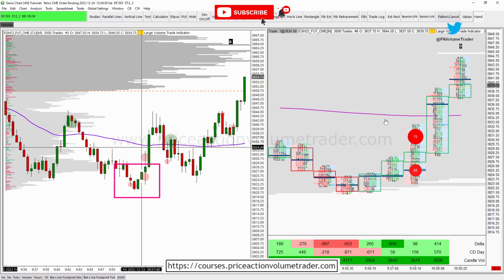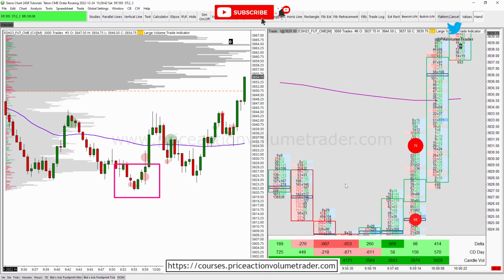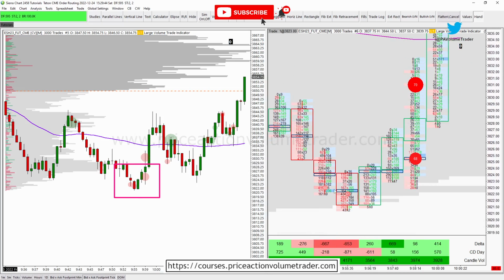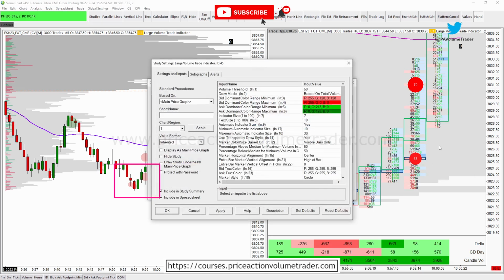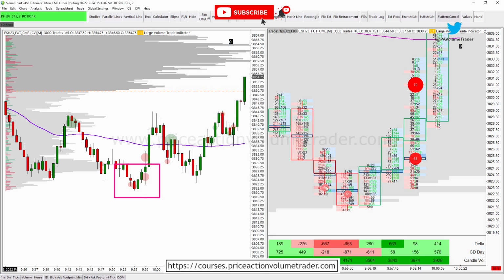And you can see right here, these bubbles here. Let me actually change the size of the indicator, because it's very small and hard to see. Okay, so now it's a little bit larger, but you can see the same thing here.